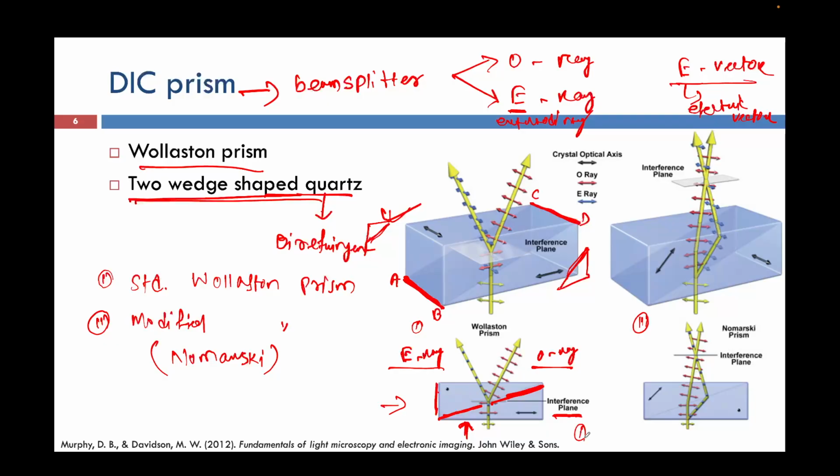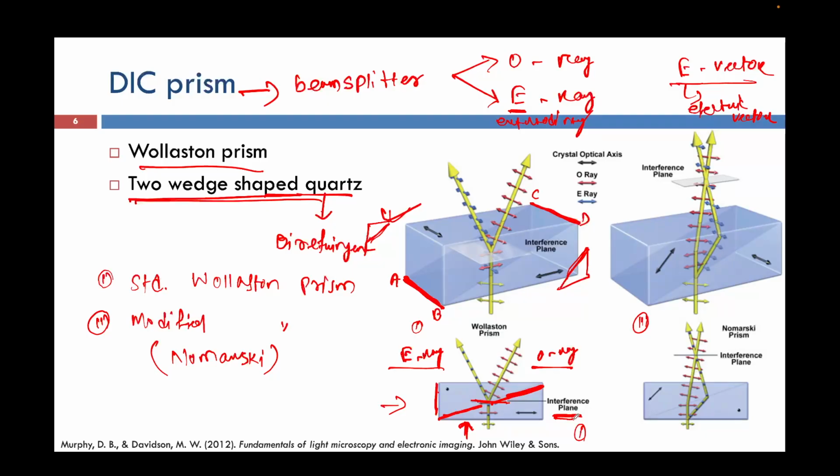But if this interference plane lies inside the quartz, this prism, then we can't fix our condenser lens as well as the objective lens. Why? What will happen in that case? A little bit of displacement of this interference plane in our optic system will create a distorted image, right? So that is the reason the interference plane in a standard Wollaston prism is not preferred.